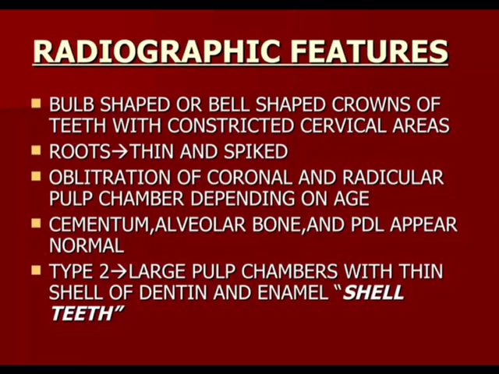Radiographic features: there are bulb-shaped or bell-shaped crowns of teeth with constricted cervical areas. The roots are thin and spiked. Obliteration of the coronal and radicular pulp chamber depending on the age. Cementum, alveolar bone and PDL appear normal. Type 2: large pulp chambers with thin shell of dentin and enamel, shell teeth.